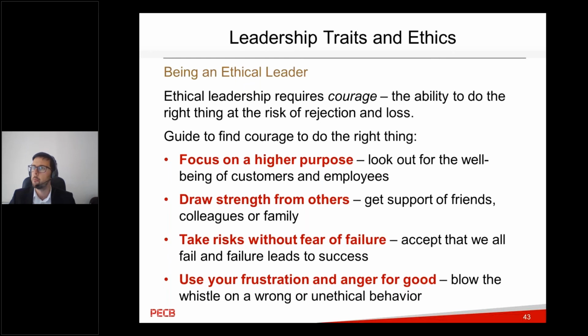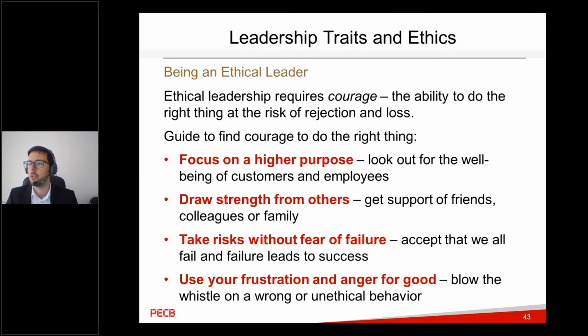So being an ethical leader, in fact, requires courage. As you can see, we usually have to go above and beyond to do the right thing at the risk of being rejected or even losing legitimacy or respect. The guide to finding courage to do the right thing is to focus on a higher purpose, when we look out for the well-being of customers as well as employees, rather than just the objectives of the company. We draw strength from others and seek the support of friends, family, and colleagues. We take risks without fear of failure and accept that failure is already a part of life and we have to embrace it, and usually failure is the one that leads to success.